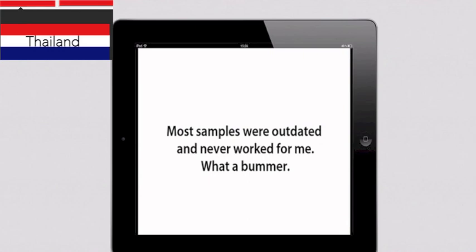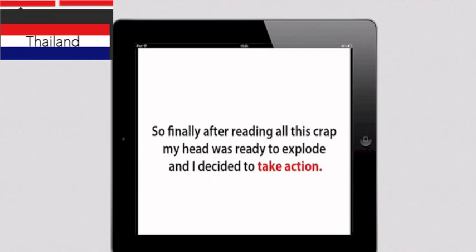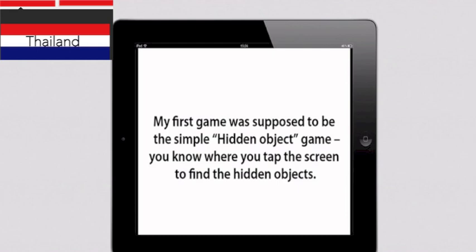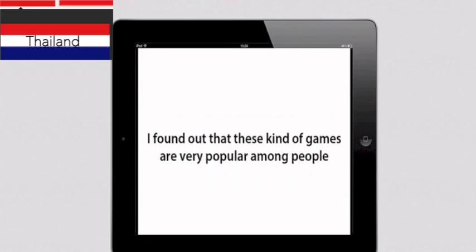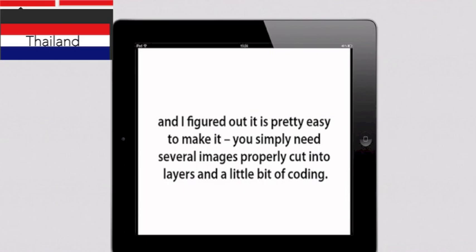What a bummer. So finally, after reading all this crap, my head was ready to explode, and I decided to take action. My first game was supposed to be a simple hidden object game. You know, where you tap the screen to find the hidden objects. I found out that these kinds of games are very popular among people, and I figured out it is pretty easy to make. You simply need several images properly cut into layers and a little bit of coding.